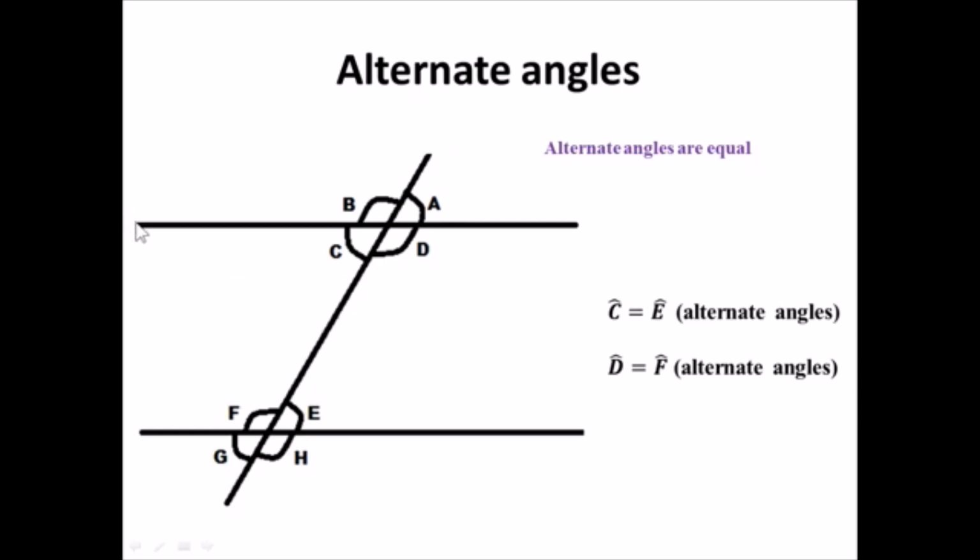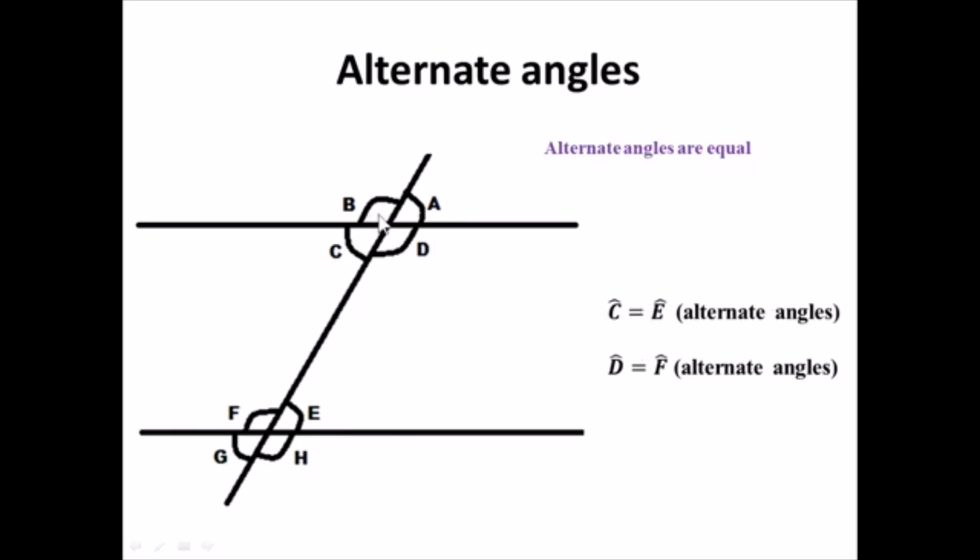How do we get alternate angles when parallel lines are cut across by a line of transversal? Try to form a Z. Look at the way I'm drawing it on the screen: this line, then this line, then this line. You can say I formed a Z. That means this angle in that Z and this angle in that Z are alternate. So angle C and angle E are alternate angles, and alternate angles are equal.